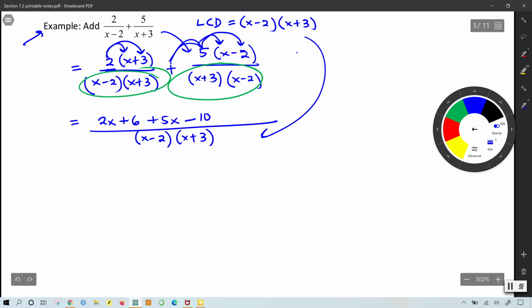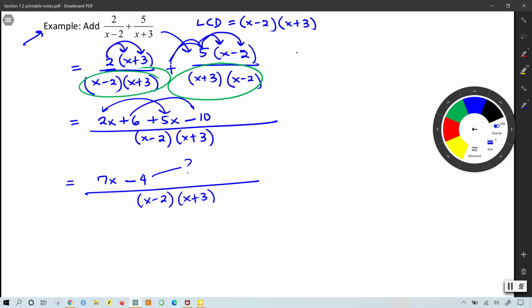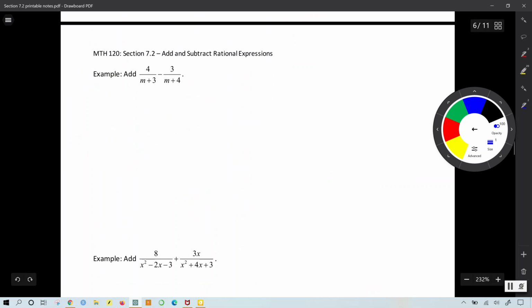And so with that said, we are ready to simplify the numerator by combining like terms. 2x plus 5x is 7x, plus 6 minus 10 is negative 4. And in which case, we observe that this will not factor any further. So this tells us that this is the final answer: 7x minus 4 all over x minus 2 times x plus 3. And with that done, we move on to the next example.